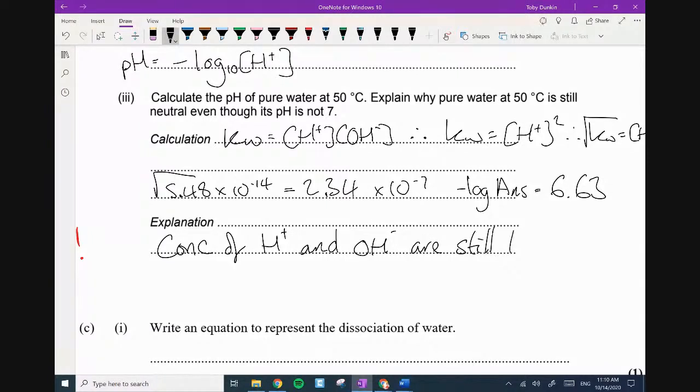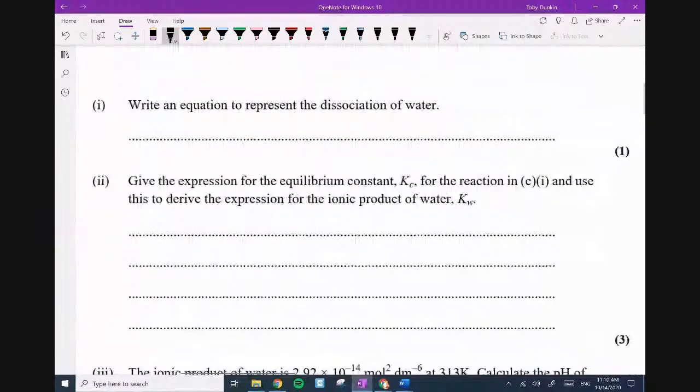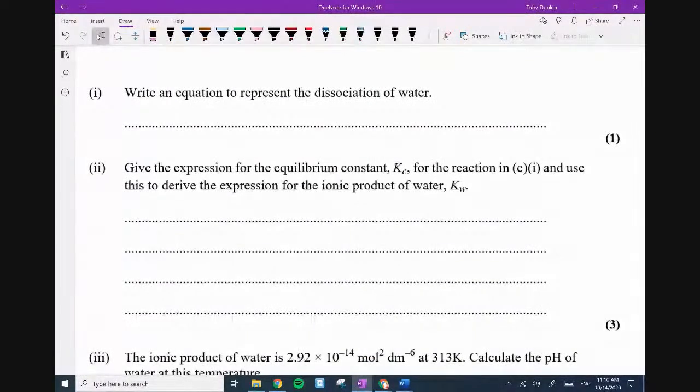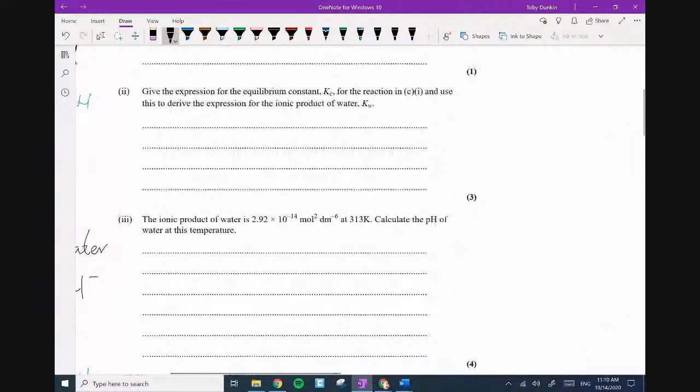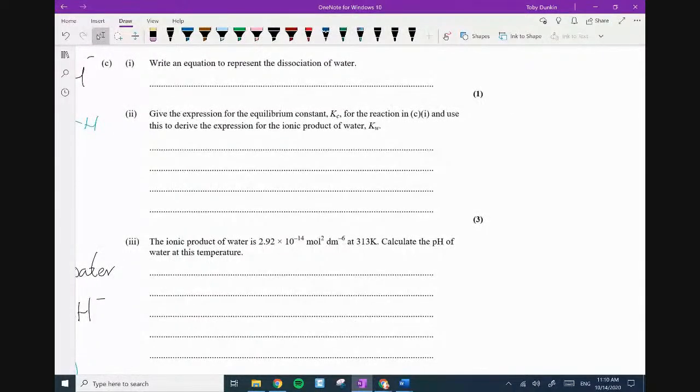Next. Okay, so it's just nice to show you this one. Write an equation that represents the dissociation of water. Dead easy, everyone can do this one. Pause the video, please, and run through these questions. I'll do it bit by bit. Right, guys, pause the video. Off you go. So, H2O, equilibrium. How many people are going to forget the equilibrium symbol? Yeah, easy bit to miss.